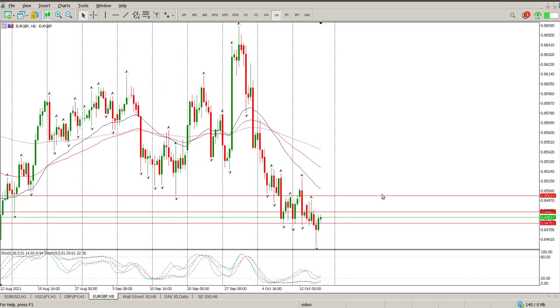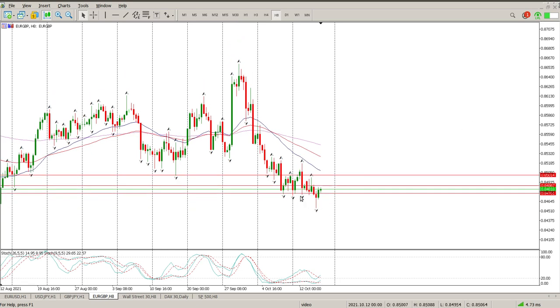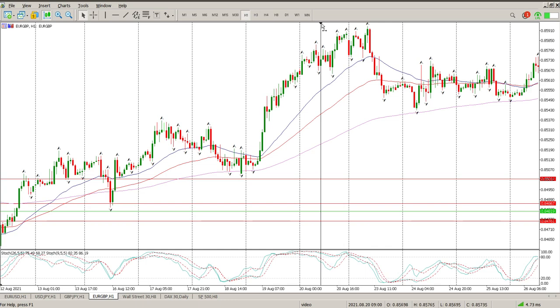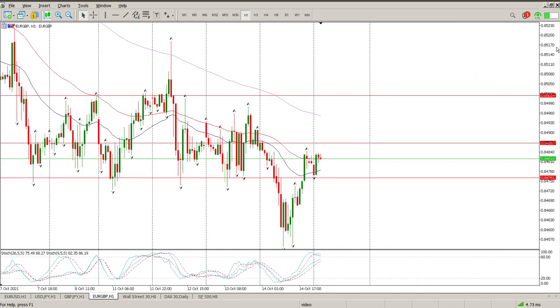Euro pound, so we did get the break, and buyers came promptly back. So you can see this was the break we were looking at yesterday, 084761. We got the break, we're back up here. The rate still stays the same, to be honest. We're looking for opportunities to sell.